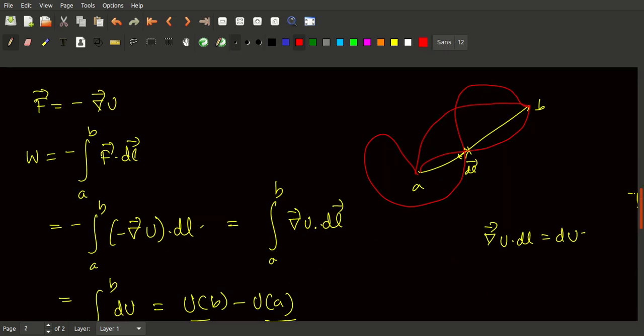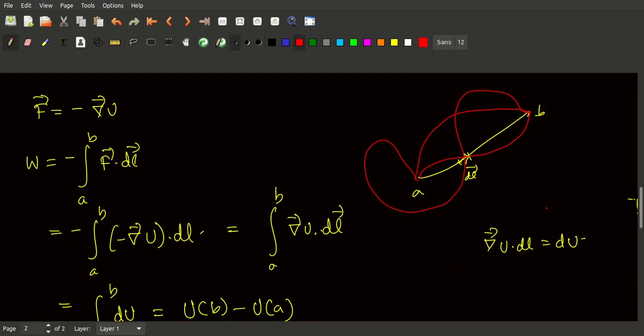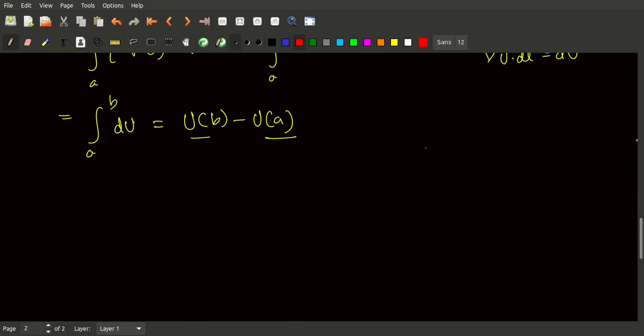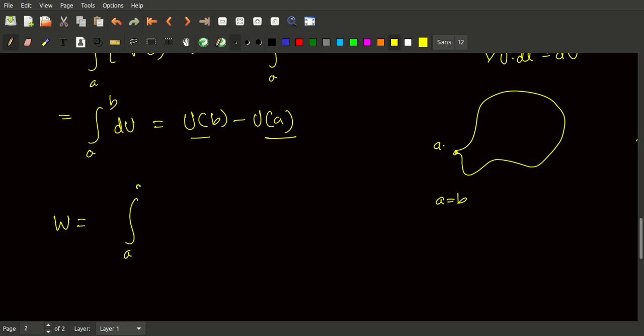Now what will happen if instead of going from A to B, I am going from A to A itself? For example, I start from A, roam around and come back to A, that is, A equal to B. But it's not that you are simply standing there, you are going around it, right? So I put a circle on the integral sign, which means closed integral. You started from some place, went through all the path around and came back to the original position. So this is a closed loop integral, or closed path integral.